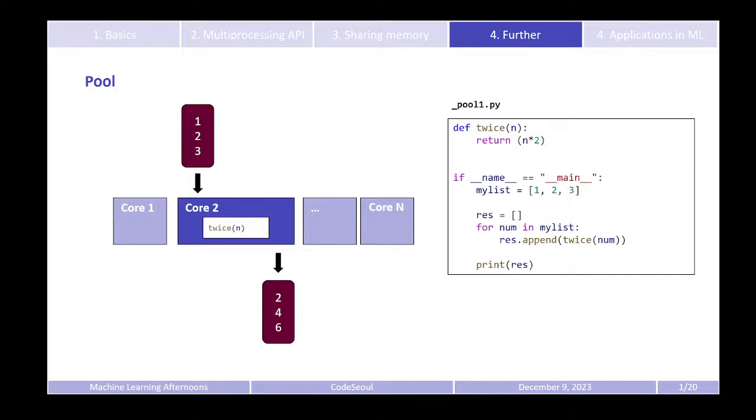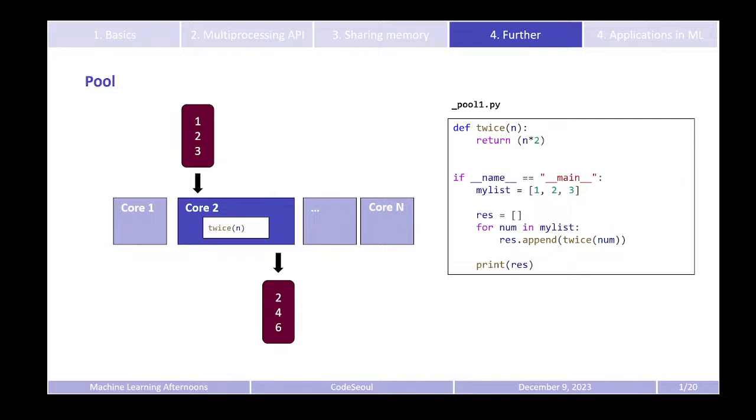Pool. Now, next example. In our next example, we want to have some list, and we want to modify this list so that every element of that list is twice larger.